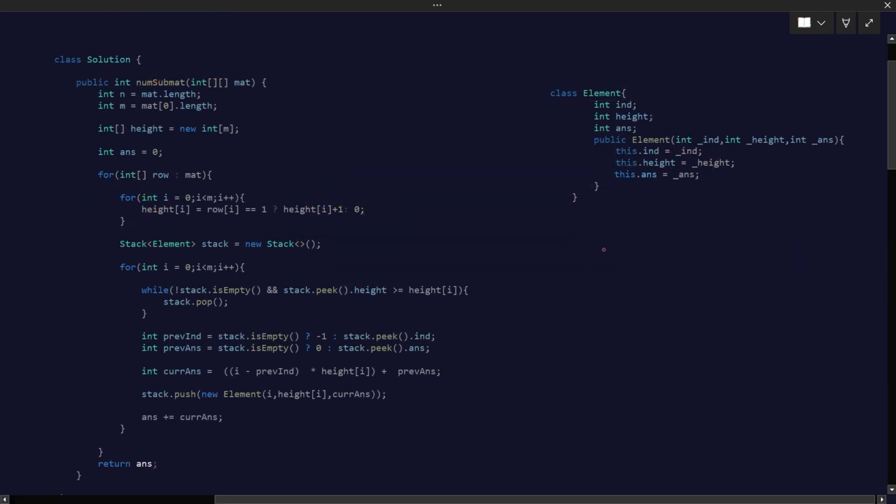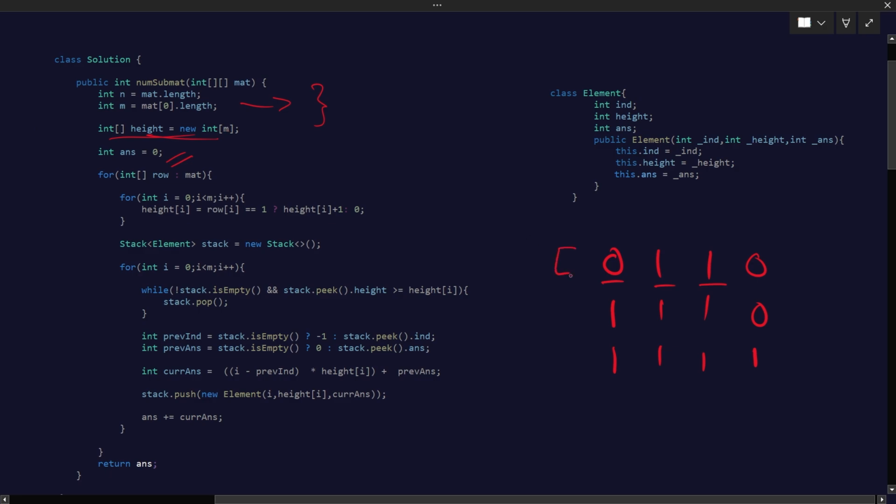So now let's understand this with an example. Let's say we have 0 1 1 0, then we have something like 1 1 1 1 1 1, and let's say here it is 1 and here it is 0. So first we calculate our matrix dimensions, then we maintain a height array to keep track of the height of each element in a particular row, and then we initialize our answer variable.